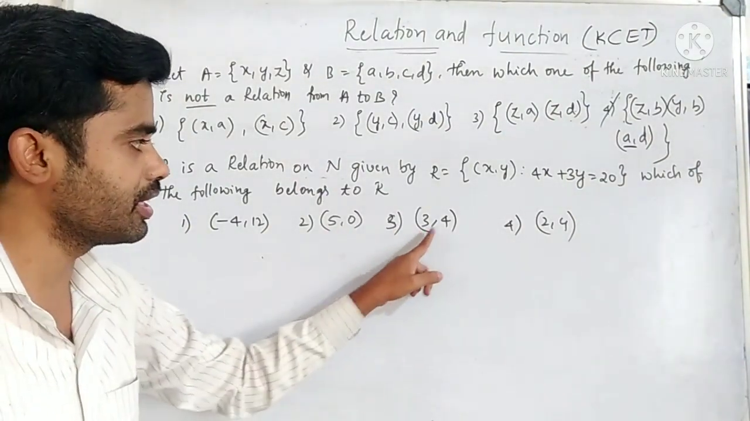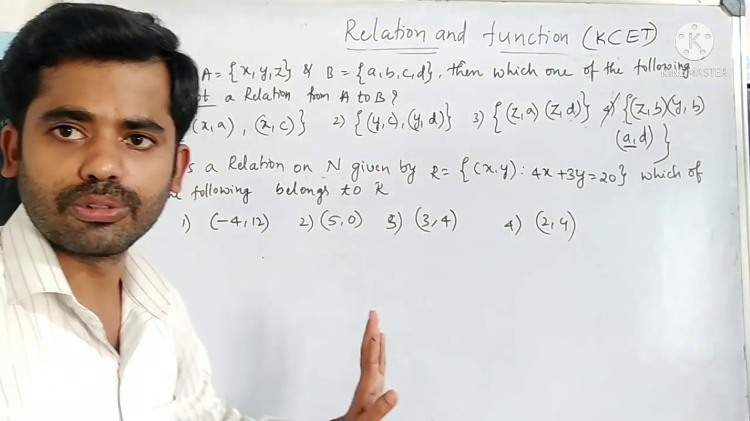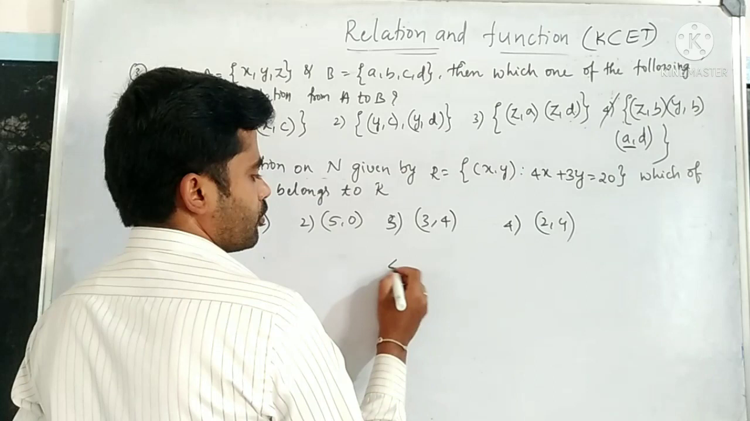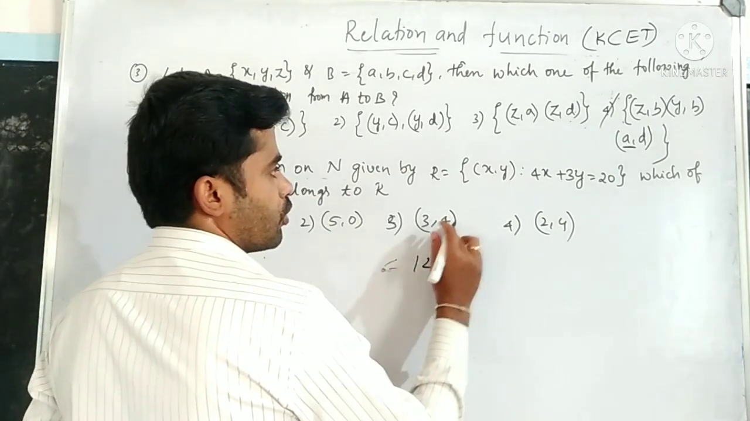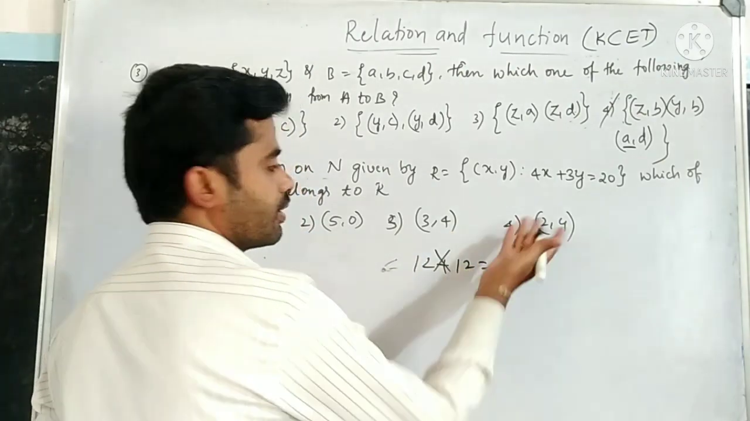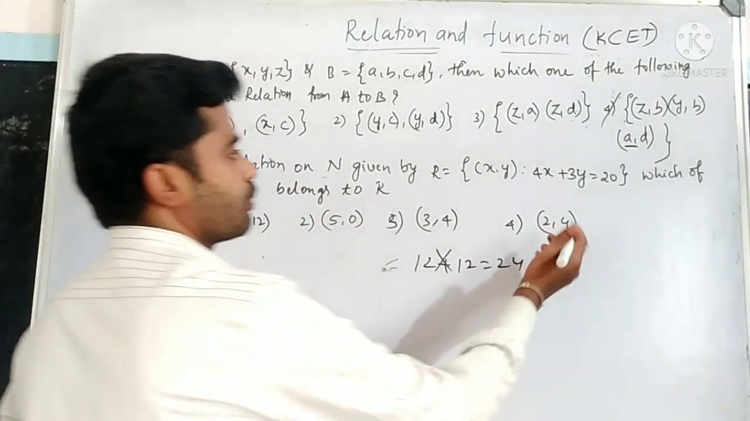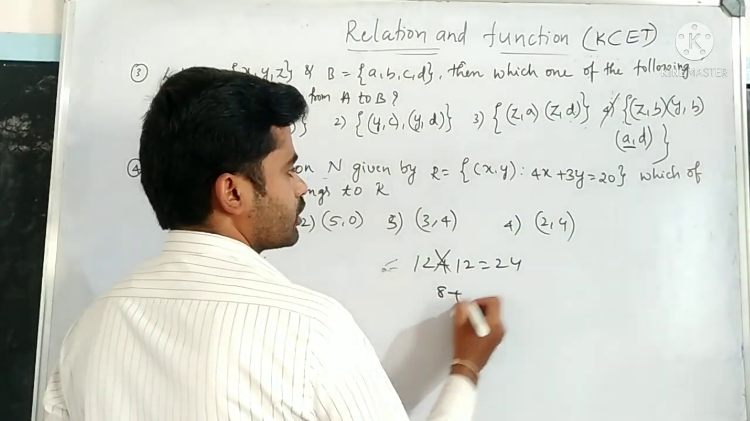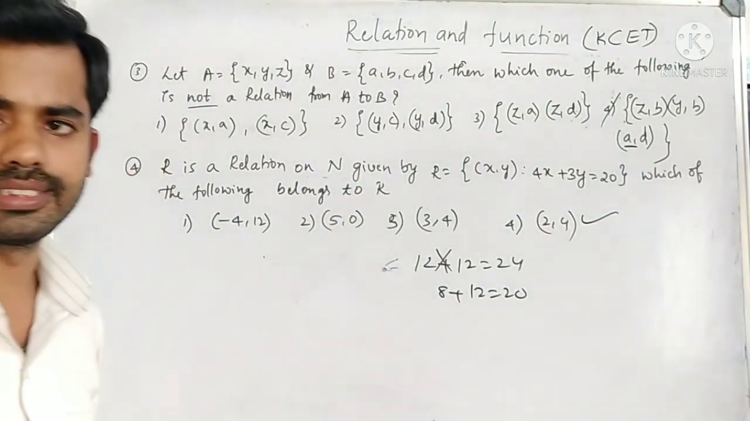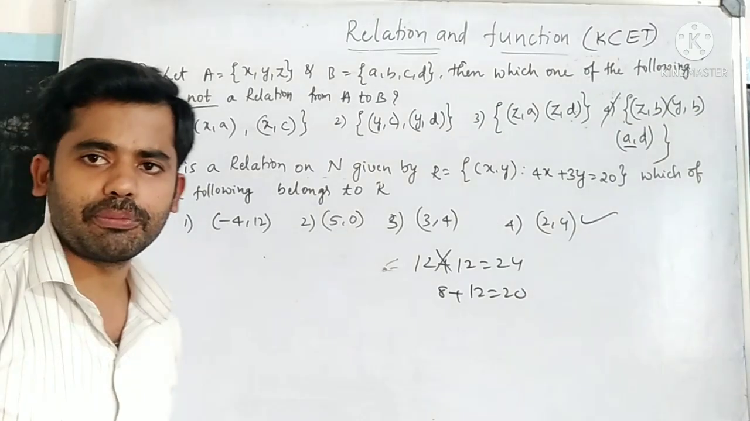Okay, let me check (3, 4) and (2, 4). Now 4 times 3 is 12, 12 plus 3 times 4 is 12, that is 24. It is not our solution. Then what is the last one? That is (2, 4). 4 times 2 is 8 plus 3 times 4 is 12. It is 20. Yes, it is our answer. Okay, let me move on to the next one.